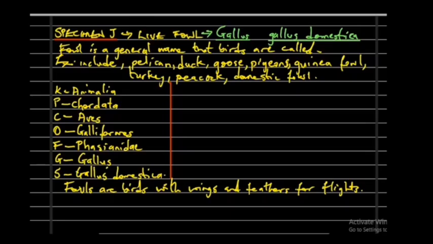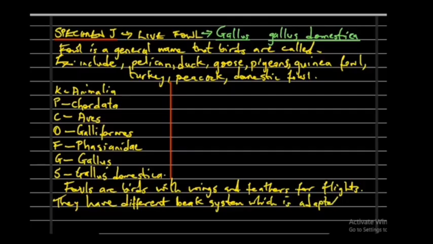Now, all of these birds have all of these feathers. They also possess so many things, like talking about their beaks. They have different beak systems, which are adapted to the type of food they eat. Also, they have different types of legs.